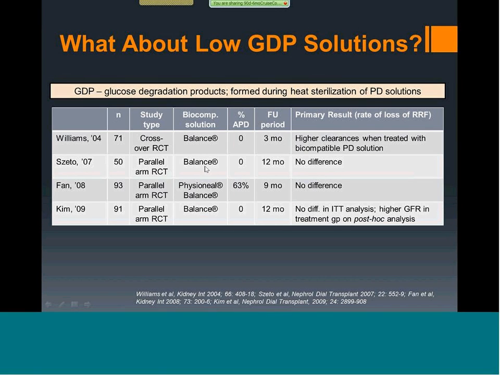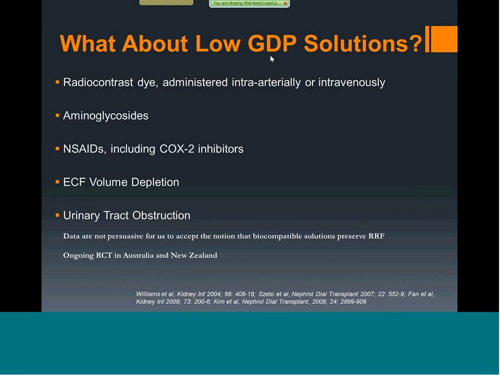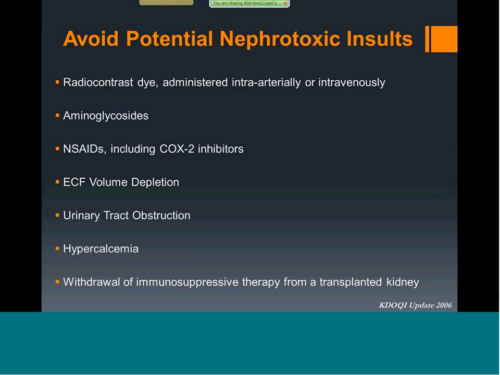There have been clinical trials done since then that have not shown any difference between patients using these low GDP solutions versus the usual solutions that we use, for example, the traditional dextrose-based solutions. There is a large clinical trial that has been ongoing in Australia and New Zealand, and we'll see the results of that, but I'm not persuaded that low GDP solutions are better. So we use traditional PD solutions, comfortable that these patients will preserve their residual renal function as well as otherwise.